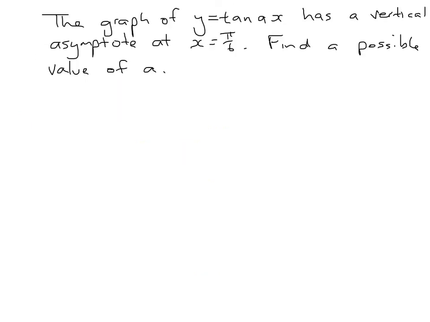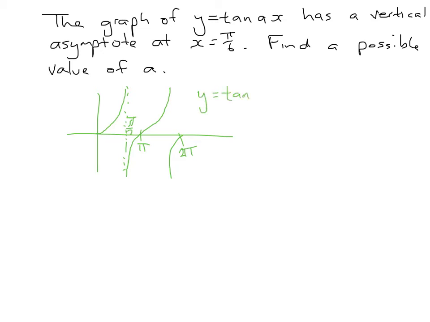The graph of y equals tan ax has a vertical asymptote at x equals pi on 6. Find a possible value of a. If we were to sketch a graph of tan of x, it would look something like this, between 0 and 2 pi. Just 2 pi and pi is there, and we have a vertical asymptote that occurs right here at pi on 2. So this is a graph of y is equal to tan of x.